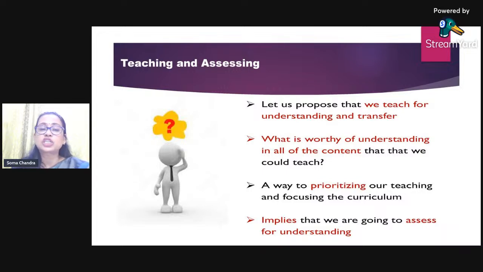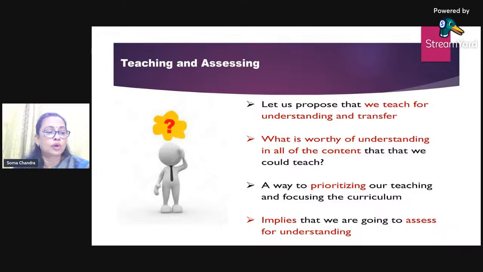Next slide says teaching and assessing. Let us propose that we teach for understanding and transfer of knowledge. What we know, we want our students to know. What is worthy of understanding in all the content that we could teach? That has to be kept in mind. And a way to prioritize our teaching and focusing on the curriculum also, that is important. We should not get deviated from the syllabus or from the curriculum.